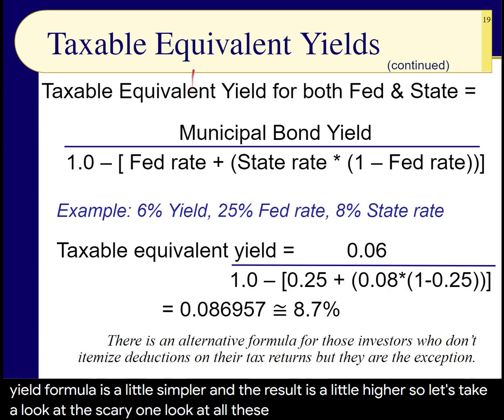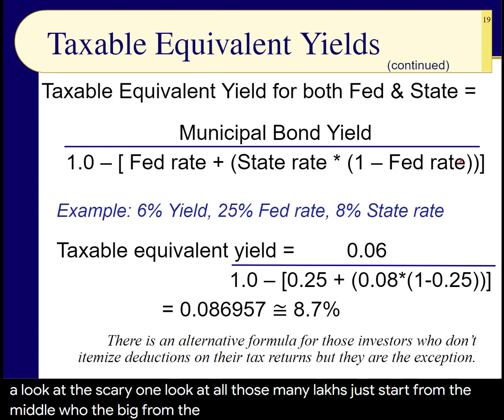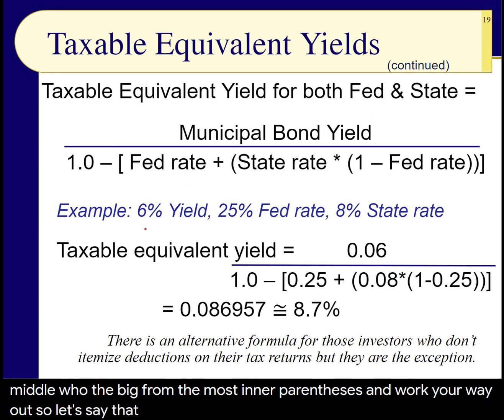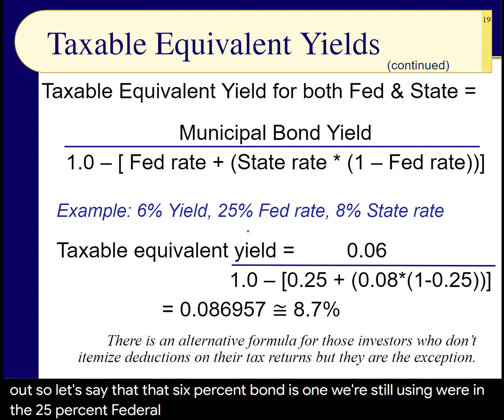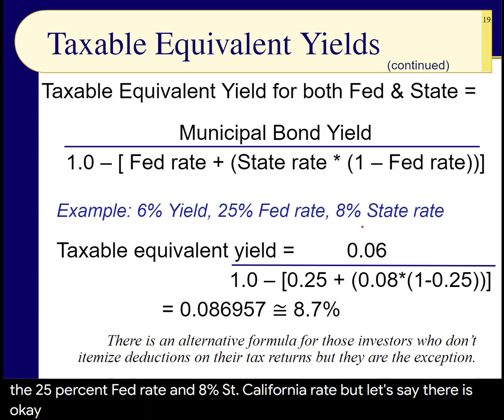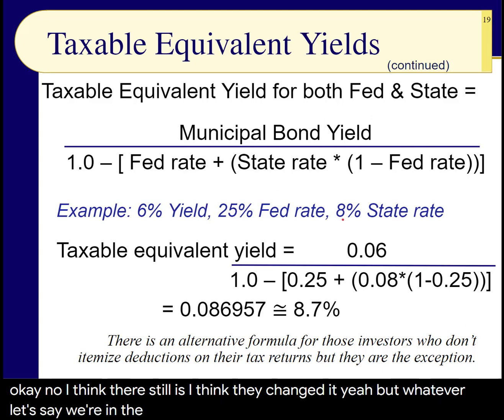So let's take a look at the scary one. Oh, look at all those. Relax. Just start from the middle, from the most inner parentheses and work your way out. So let's say that 6% bond is the one we're still using. We're in the 25% Fed rate and 8% state rate. Now, there really is no 8% California rate, but let's say there is, okay? I think they changed it. But whatever. Let's say we're in the 8% state bracket.